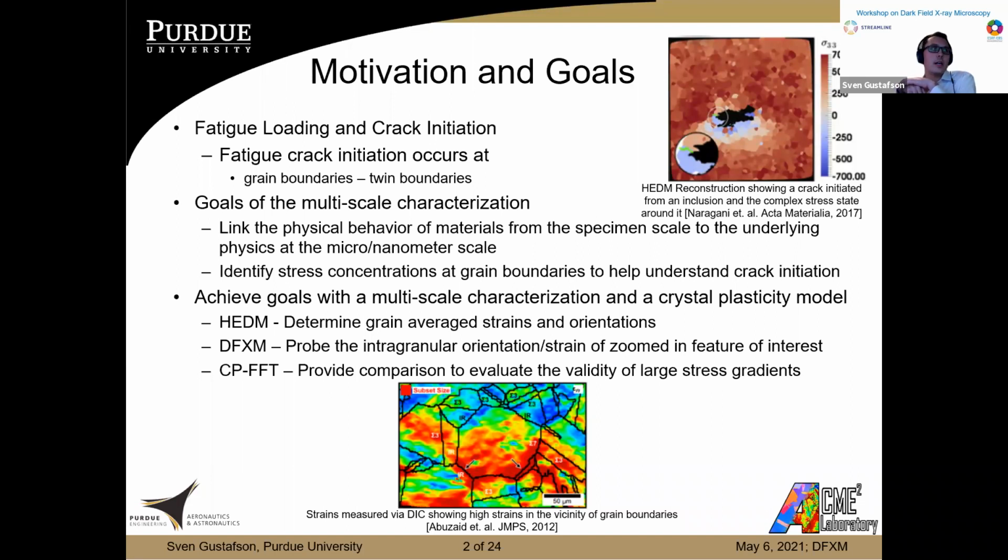The first was HEDM, also known as 3D XRD, where it determines the grain average strains and orientations, as we know. And then moving on to dark field, we're able to zoom in on some feature of interest. And then finally, we want to compare dark field to something to evaluate the validity of the values that we're seeing there. And so we brought in a crystal plasticity simulation.